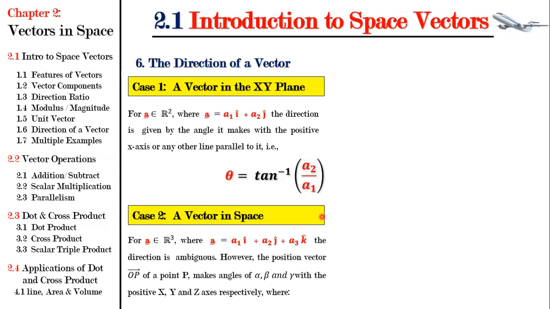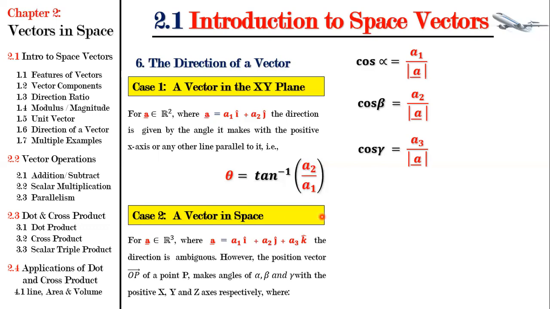So unlike a plane, in space, the vector OP makes three angles. It makes an angle with the positive OX, an angle with the positive OY, and an angle with the positive OZ axis respectively. So from here, we are going to talk about cos alpha. For alpha, we are going to use the first axis, that's the OX axis. That will be cos alpha equal to A1 over mod A. Cos beta, the angle it makes with OY, will be A2 over mod A. And cos gamma, the angle it makes with the OZ, is A3 over mod A.